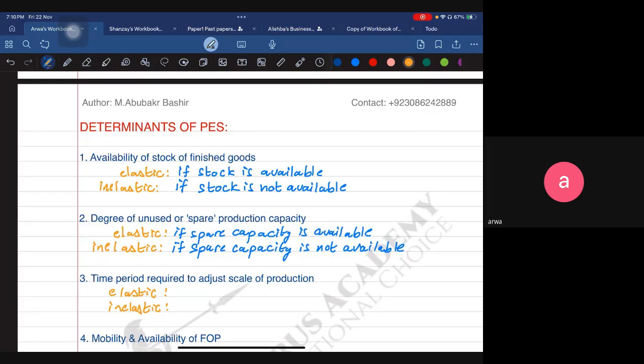So supply is inelastic in the case where it's a short run time period, and if it is a long run, you have more time to adjust the scale of production. So you will have enough of the resources to buy more machines and do all that stuff. Whereas in the short run, it is not going to be possible.